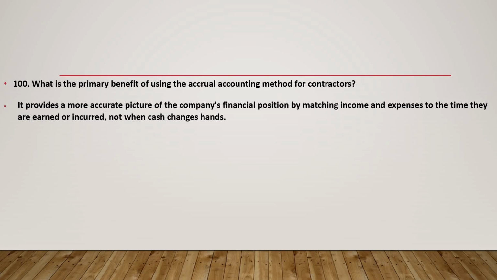100. What is the primary benefit of using the accrual accounting method for contractors? It provides a more accurate picture of the company's financial position by matching income and expenses to the time they are earned or incurred, not when cash changes hands.